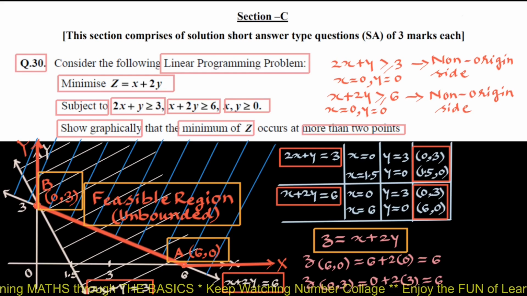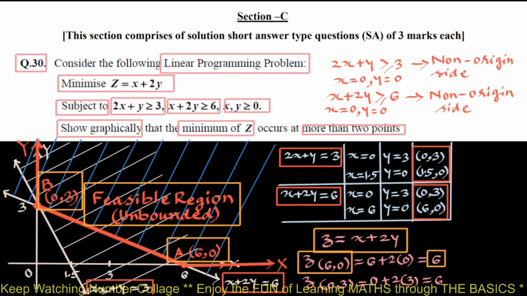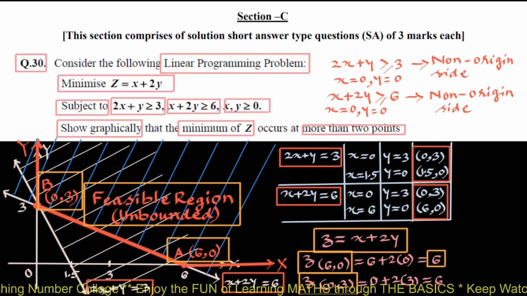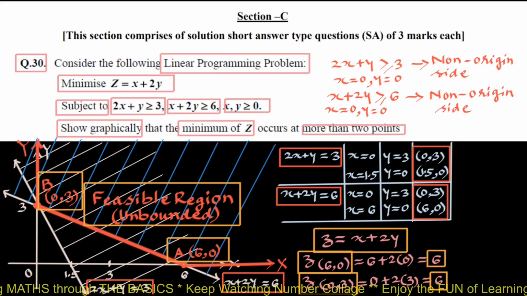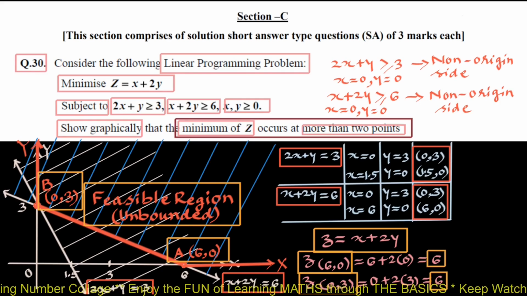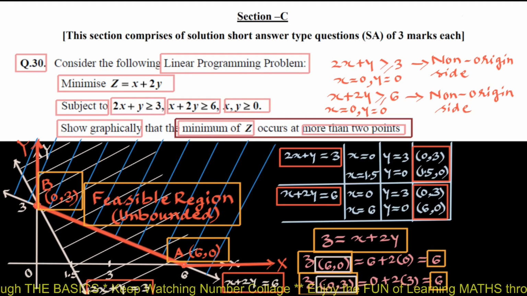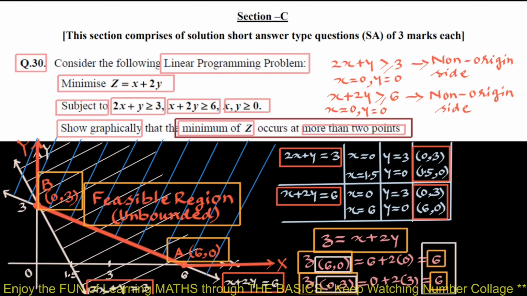The value of z at (6, 0) is 6 and value of z at another corner point (0, 3) is also 6, which shows that minimum value of z occurs at more than 2 points, at (6, 0) and at (0, 3). We get the same value of the objective function, 6.